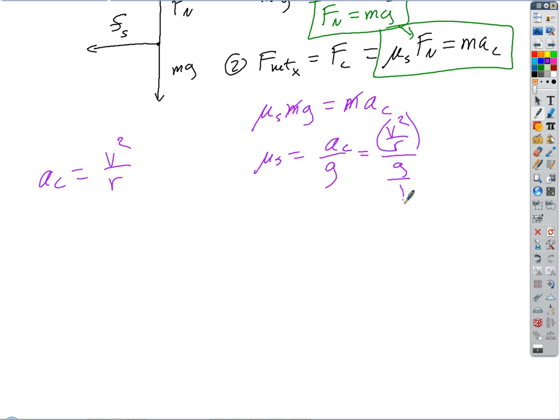And that's the same thing as g over 1. So if I flip and multiply, does everybody agree? I just get v squared over r times g. Okay, so that's it, right?